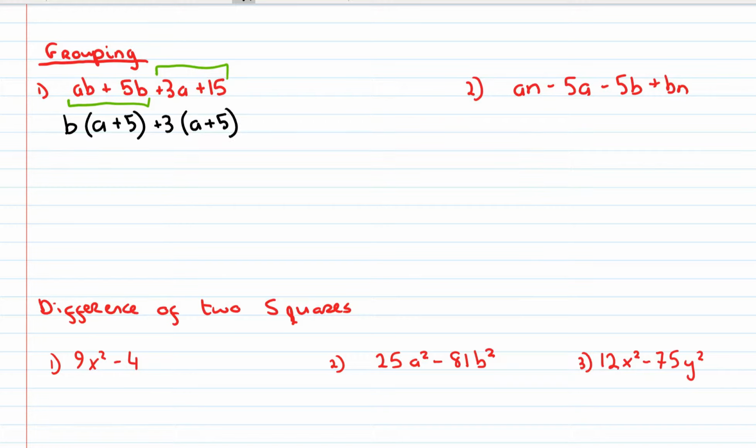Now how do I know if I'm right? And how do I know if I've done it the right way? Well, if I've done it the right way, then what's in the brackets is going to be the same. If I get to this stage and both brackets are the same, I can take what's outside the bracket, the b plus the 3, and put it in one bracket, and I can put the a plus 5 in the other.